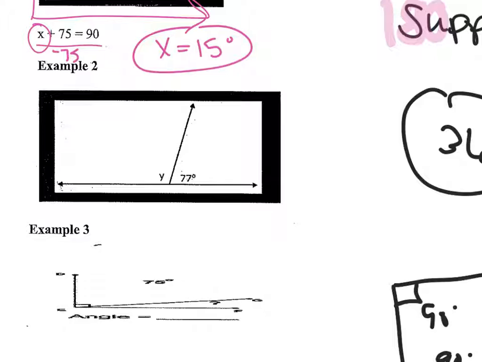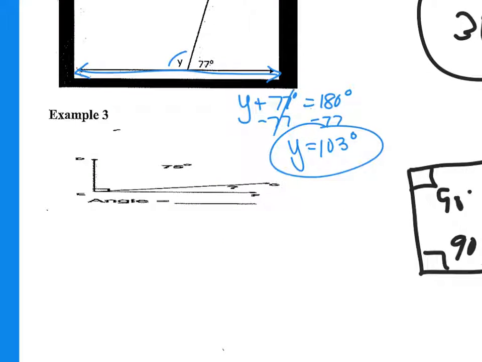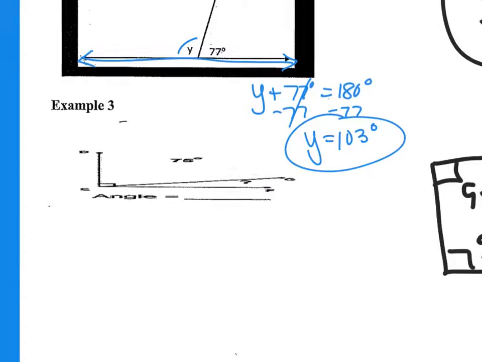Something plus that 77 degrees is going to add up to be 180 because it's supplementary. We're going to change it a little bit on example 3. Let's change it because you already did one with 75.